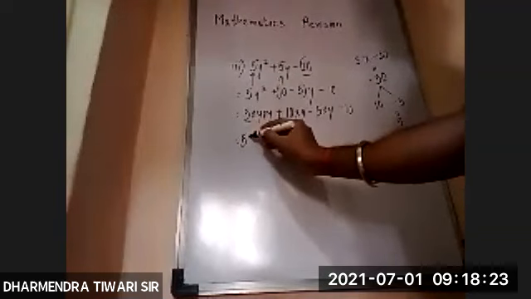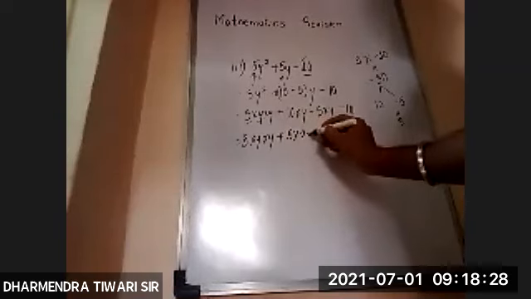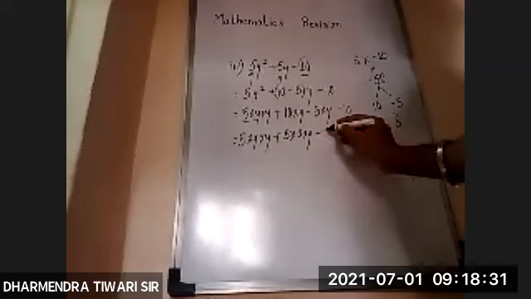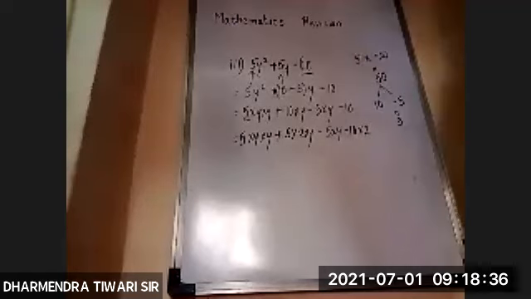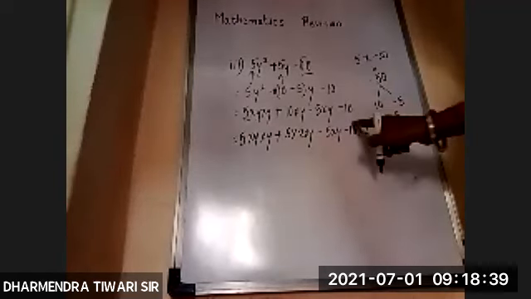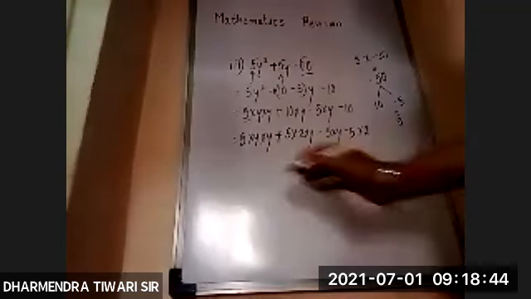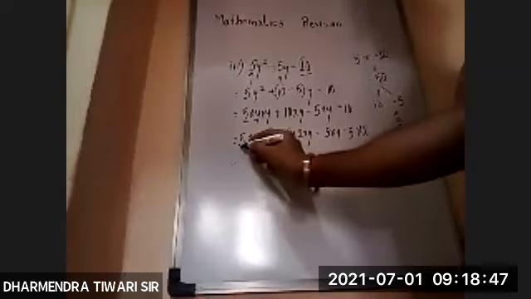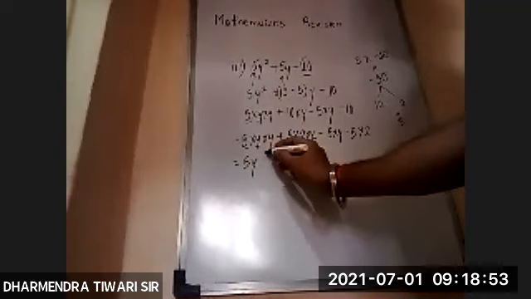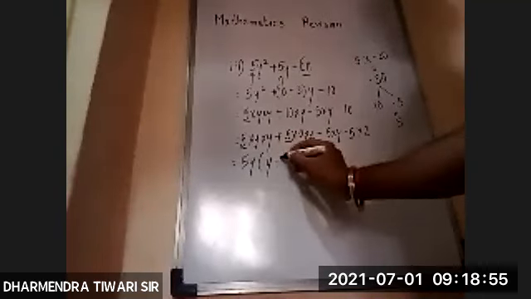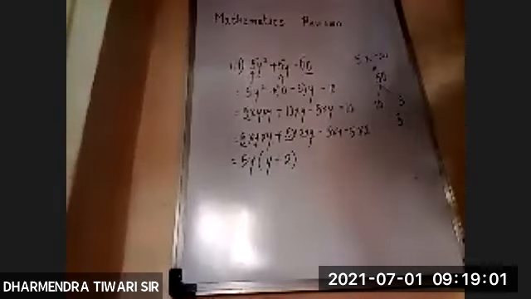5 into y plus 5 into 2 into y minus 5 into y minus 10, sorry, 5 into 2, as we want 10. So what is common? 5y. Take it outside. 5y. What remains? y plus 2. Y and 2 remain with a plus sign in between.